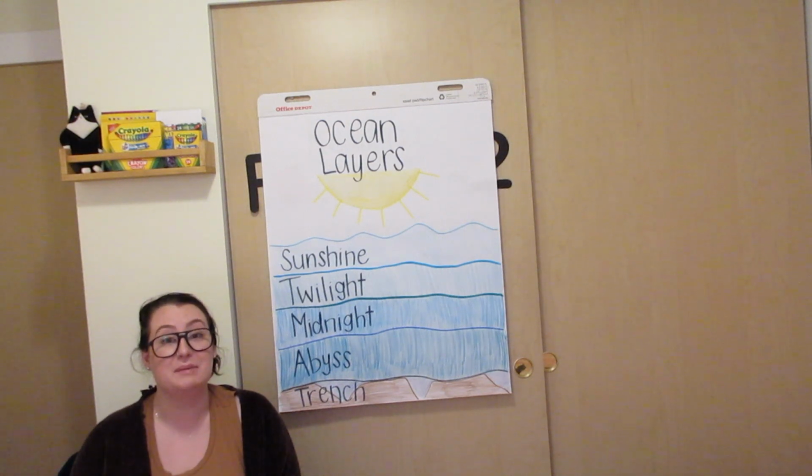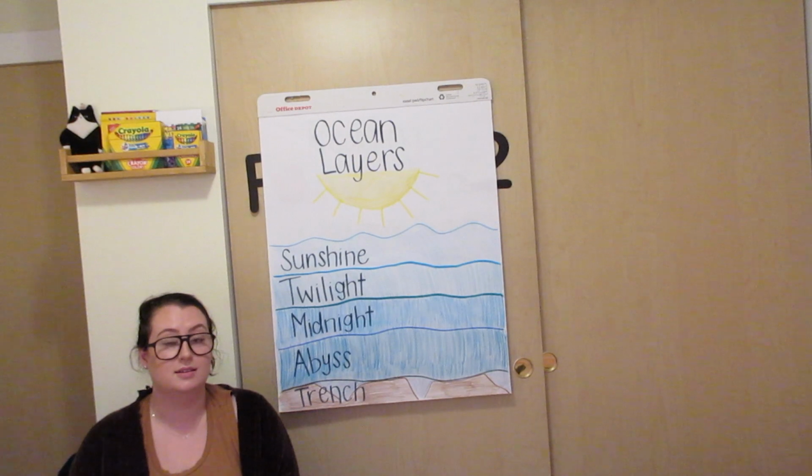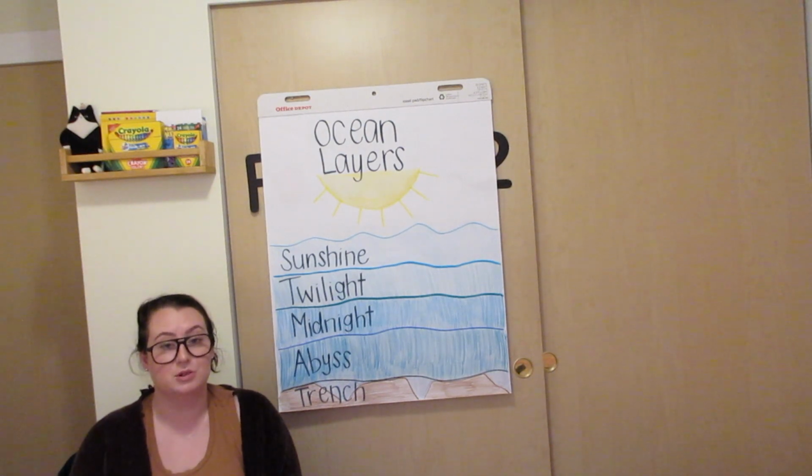Right now we're learning about the ocean, and our writing today is going to be creating a diagram of the ocean layers. A diagram is a piece of writing that gives information. So the diagrams we're going to make will give information to others about the ocean.